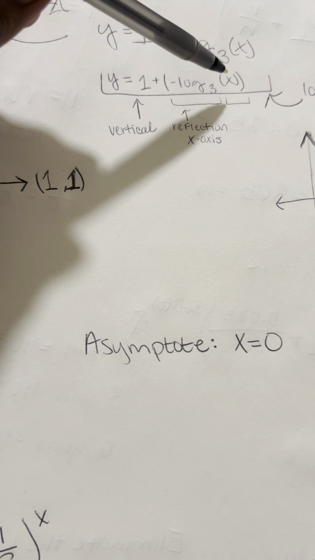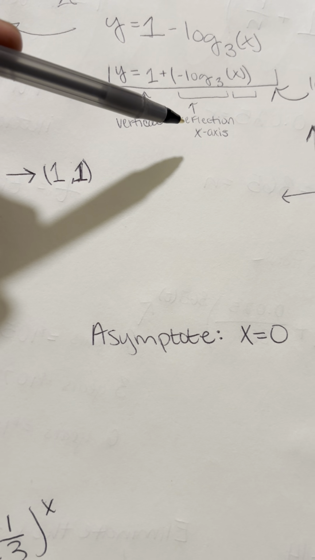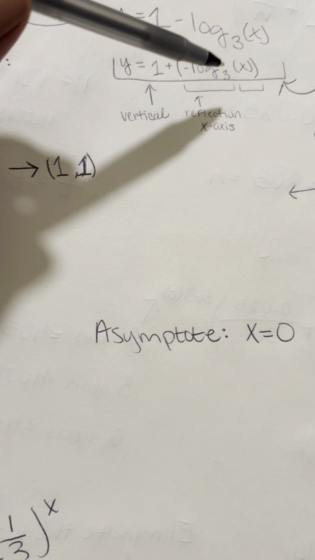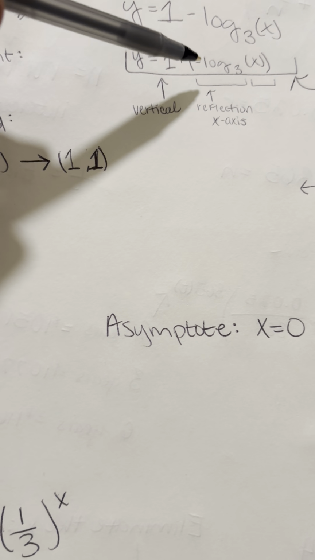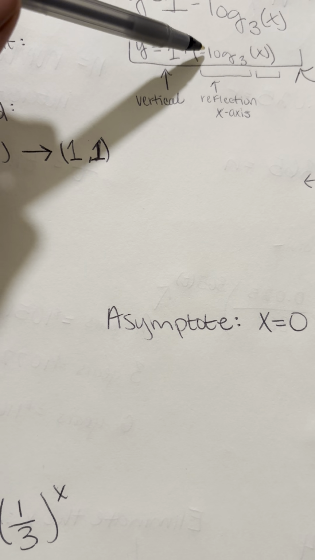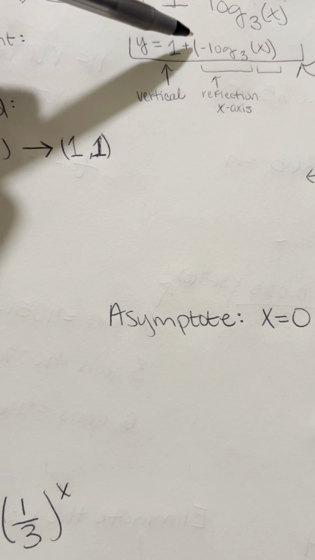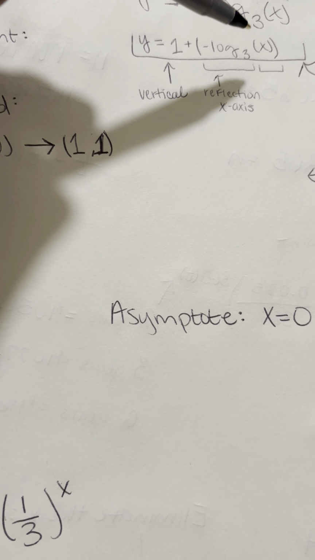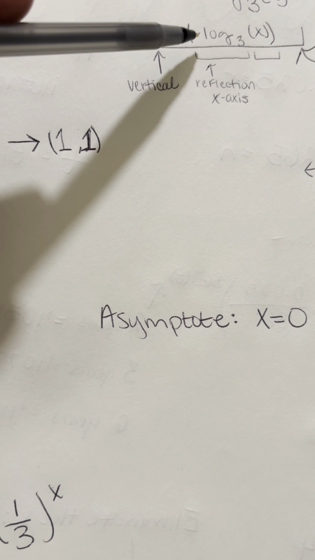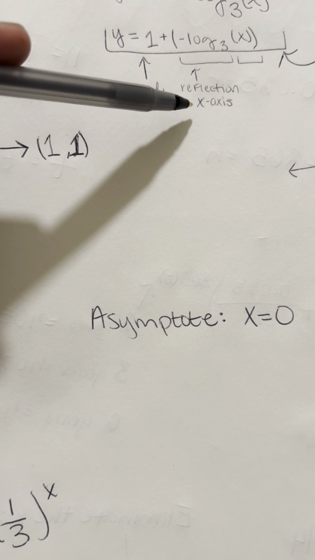like if this had said just positive log 3 negative x, then we would have reflected in the y-axis. But it says negative log 3x instead of negative x. So we're going to reflect in the x-axis since it's out here in this big bubble. When I say bubble, I just mean I'm referring to the parentheses here, okay? So the negative sign placement tells us that it's reflecting in the x-axis.